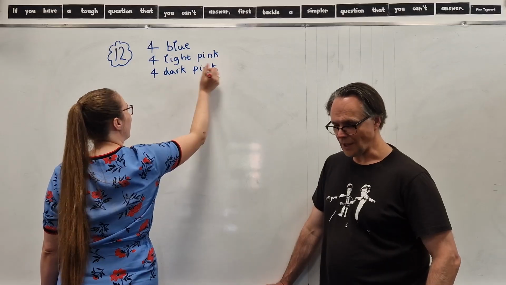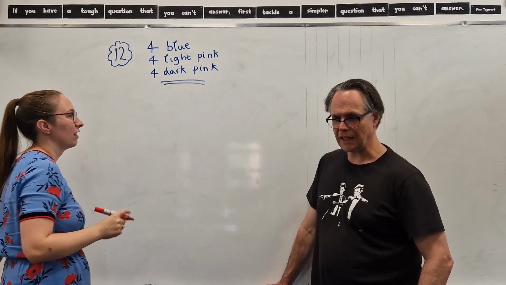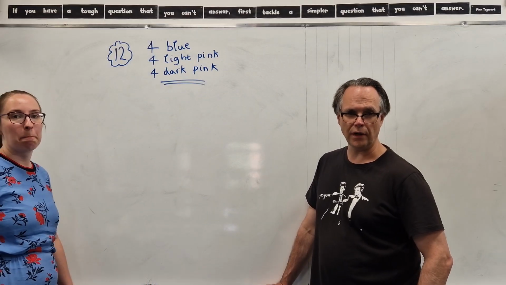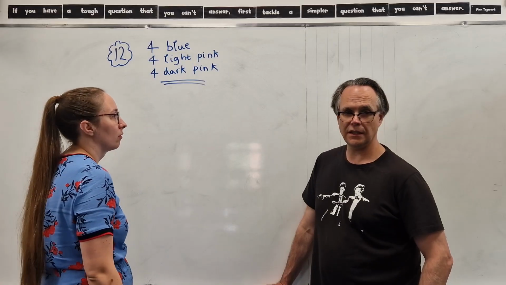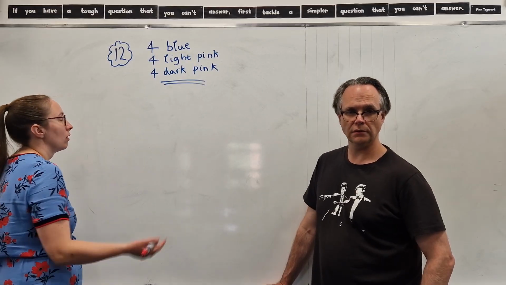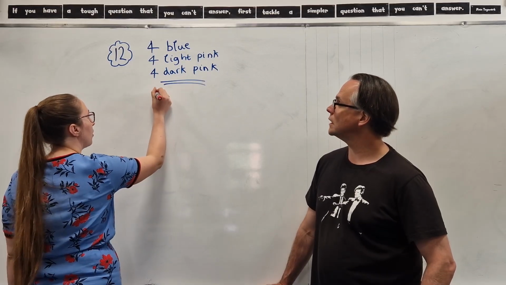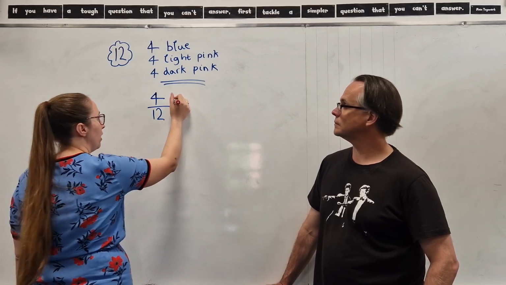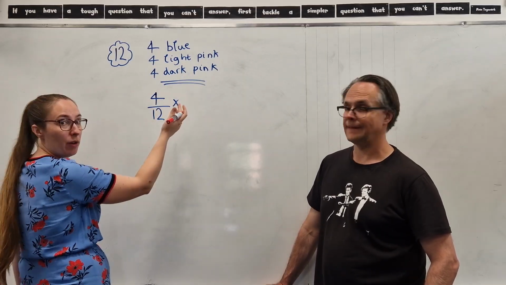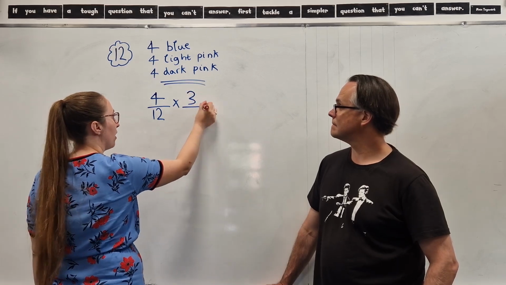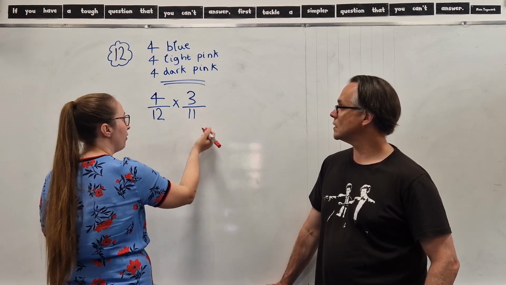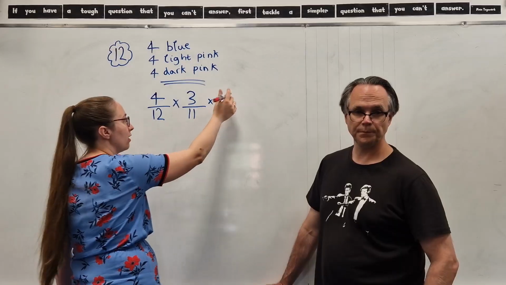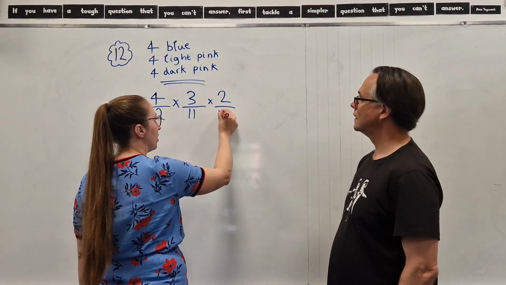So the puzzle was, if you take 3 balls out at random from the box, what's the probability that they're going to be all blue? Well, to work that out, obviously there's 4 blue balls and there's 12 in total, so it's 4 out of 12. And then when you take the second one, there's going to be 1 less blue, so that's got to be 3, and 1 less in total, so that's 11. And for the third one, the same again, so 1 less blue, 1 less in total.